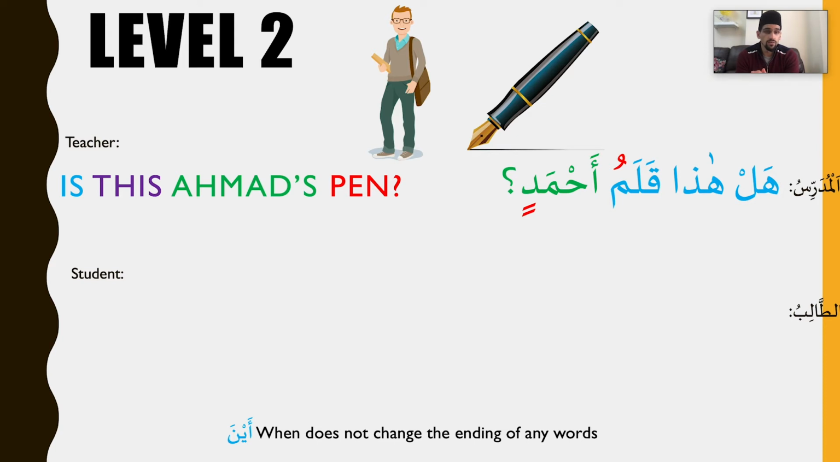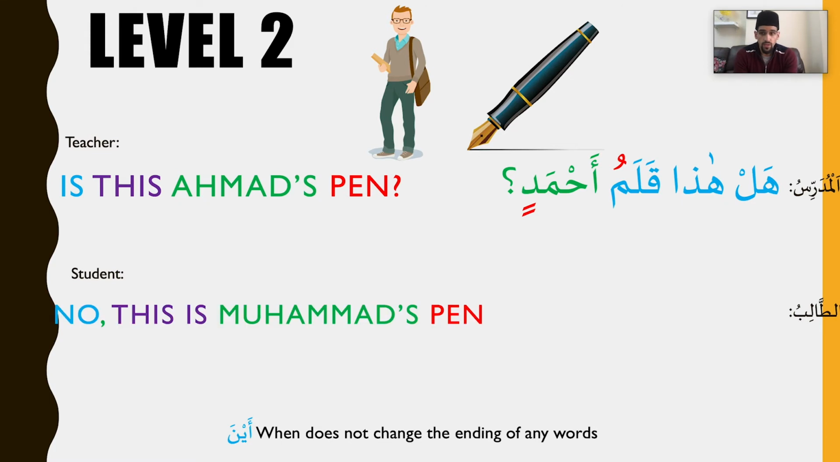Because alif lam isn't there, you may get confused of why it's qalamu and why not qalamun. Because remember, qalamun means a pen. But when we're saying someone's pen, you will take off the alif lam and you just add the dhamma. هل هذا قلم أحمد؟ So you can say it both ways. The student says, no, this is Muhammad's pen.